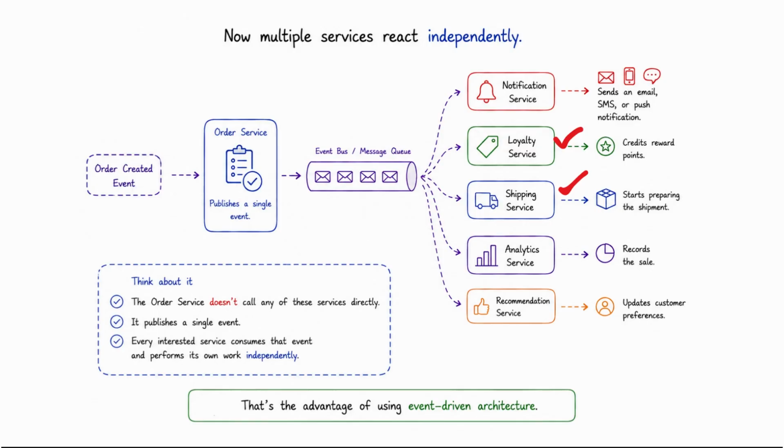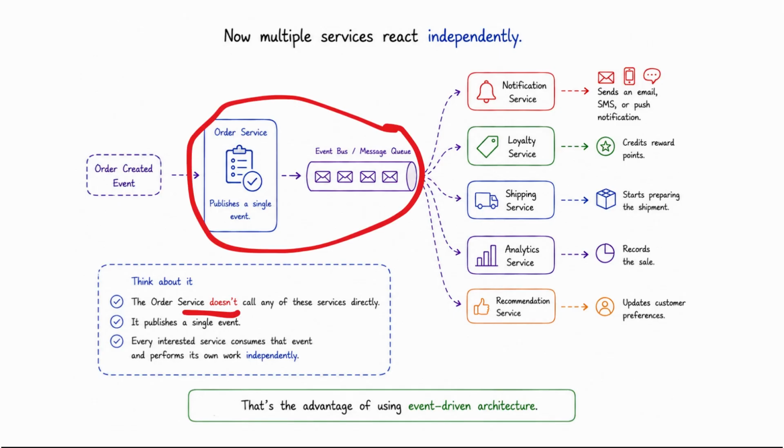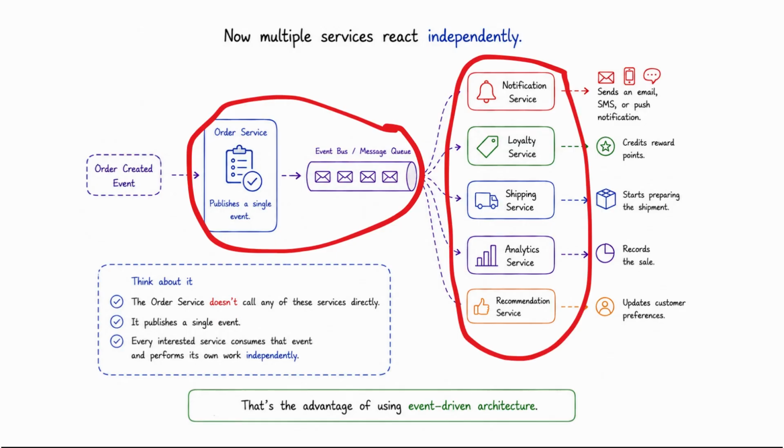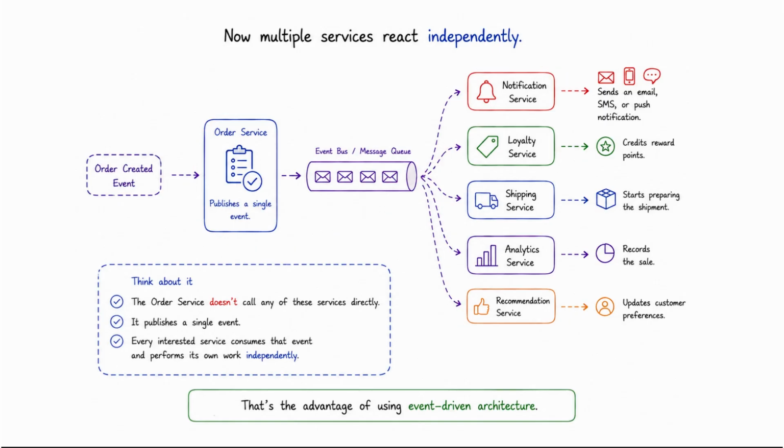The shipping service starts preparing the shipment. The analytics service records the sale. The recommendation service updates customer preferences. Think about it. The order service does not call any of these services directly. It publishes an event. Every interested service consumes that event and performs its own work independently. That's the advantage of using event driven architecture.